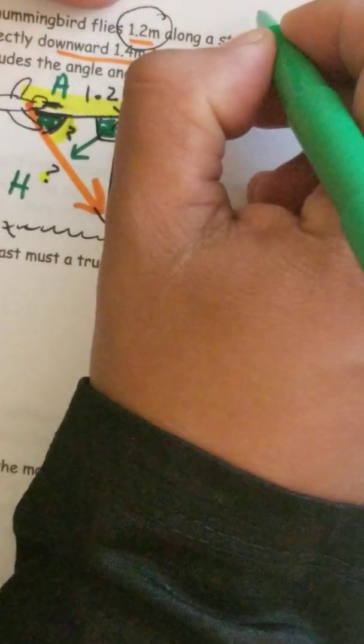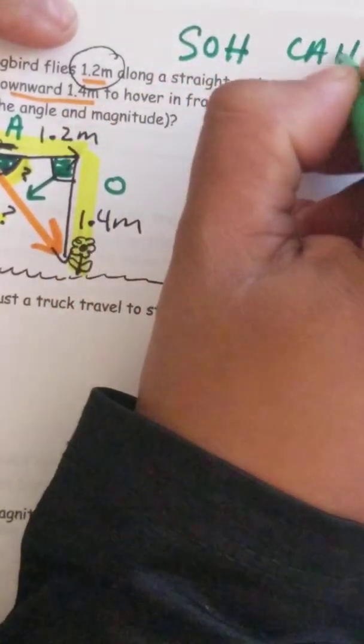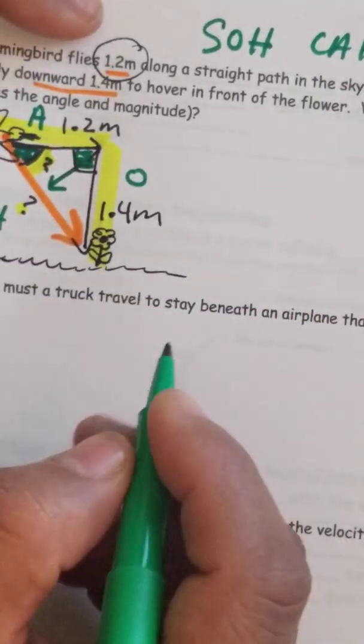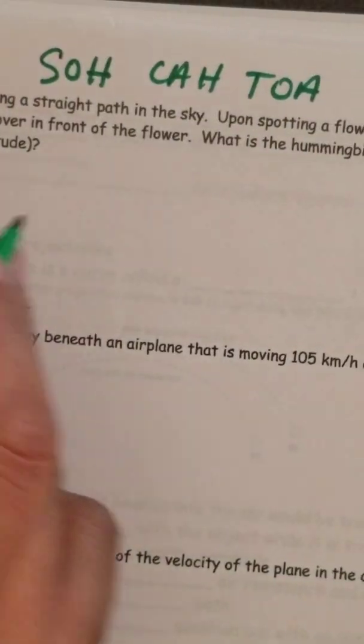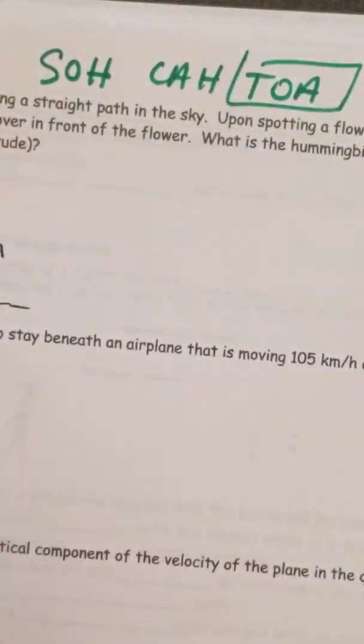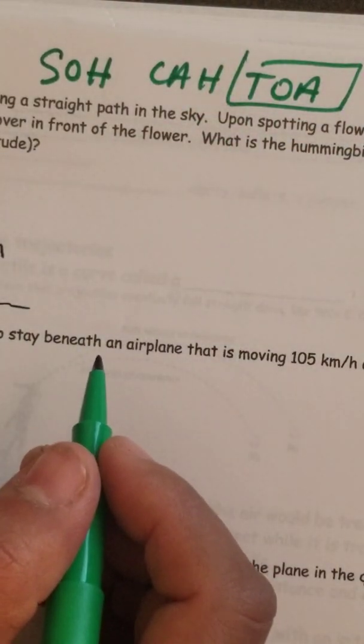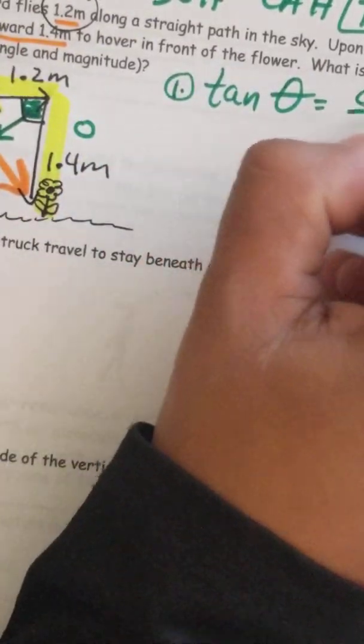If we don't remember, then let's go ahead and write it in. So, SOH CAH TOA. What do I have? The A and O. Who is A and O? The tan. So, the tan of the theta equals O over A.